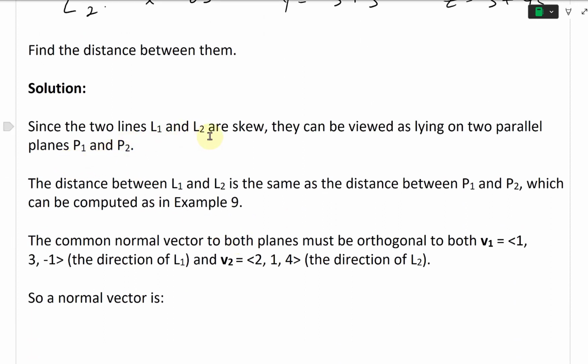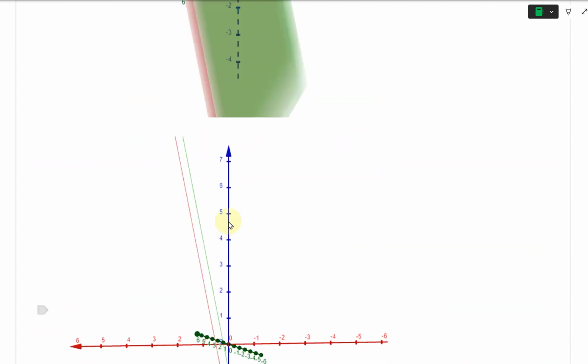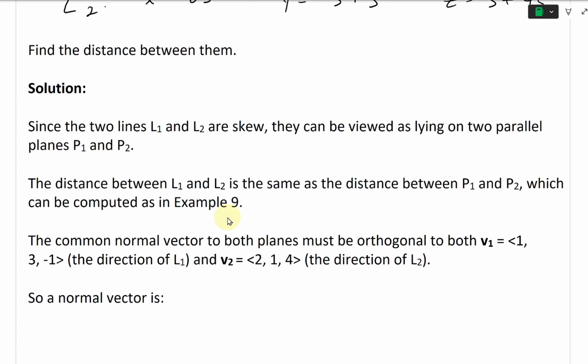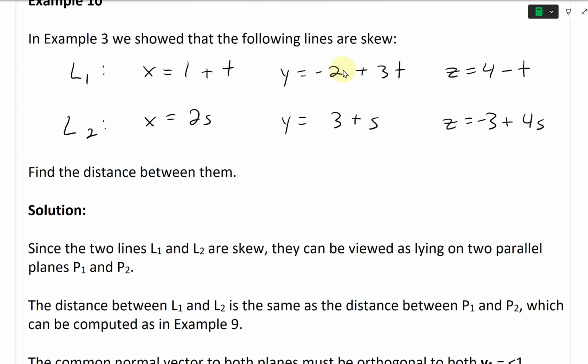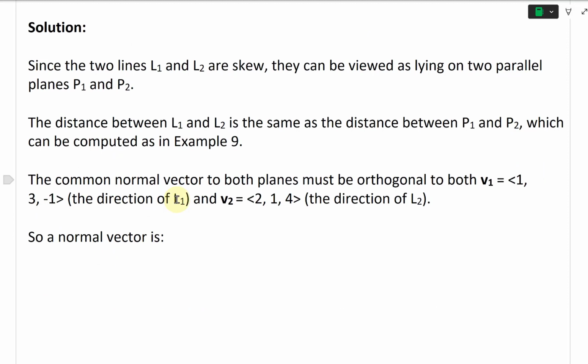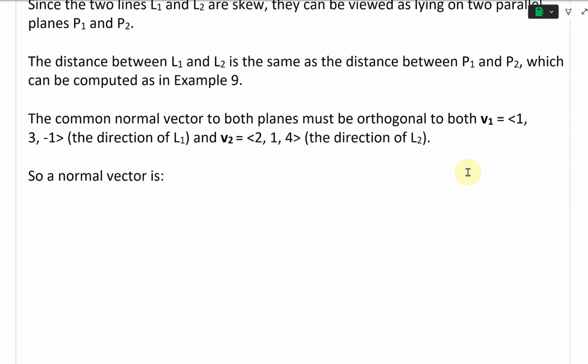So since the two lines L1 and L2 are skew, they can be viewed as lying on two parallel planes, P1 and P2. The distance between L1 and L2 is the same as the distance between P1 and P2, which can be computed as in example 9. So the exact same thing here. Just find a point, find the equation of a plane, and solve it. So the common normal vector to both planes must be orthogonal to both V1, which is the direction vector of L1. V1 is going to be in front of the t, so 1, 3, negative 1. So 1, 3, negative 1, this is the direction of L1. And V2, which is 2, 1, 4, the direction of L2. So 2 is from 2s, 1, 4. So that's the direction of line 2.